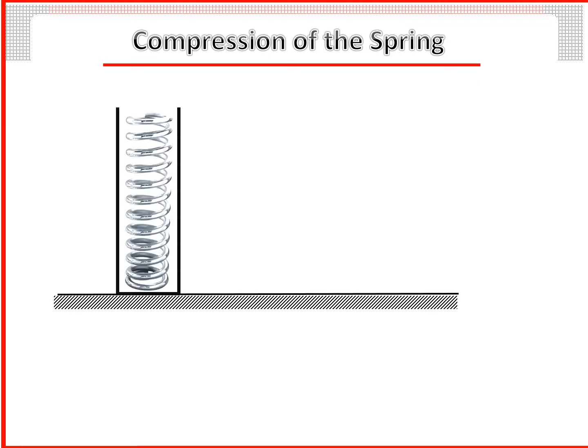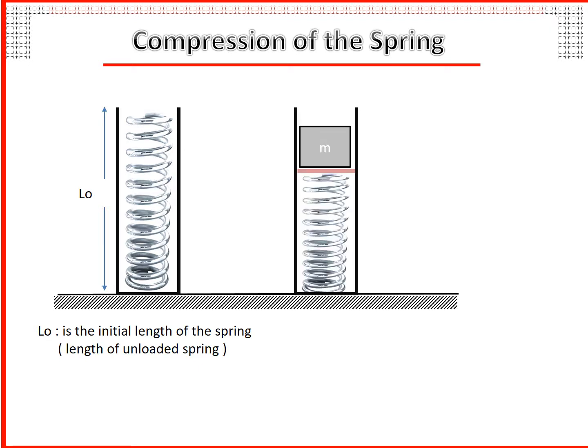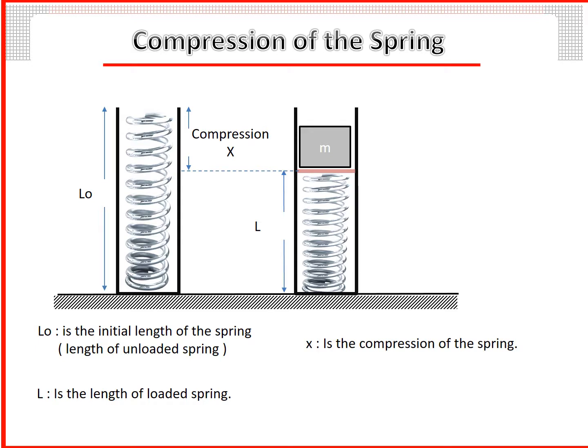Compression of the spring. If we place a spring in a cylinder, the initial length of the spring is L0. L0 is the length of unloaded spring. If we place a load of mass M on this spring, then the length of the spring becomes L. L is the length of loaded spring. The compression of the spring is X. X is equal to L0 minus L.